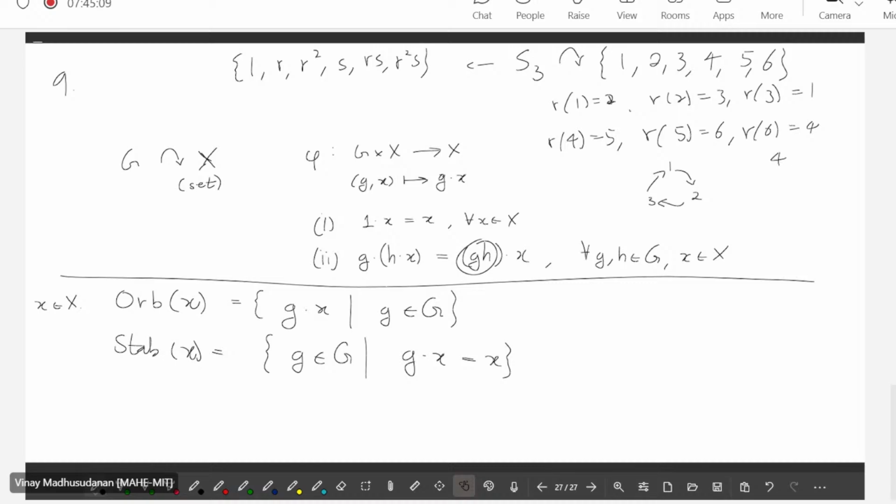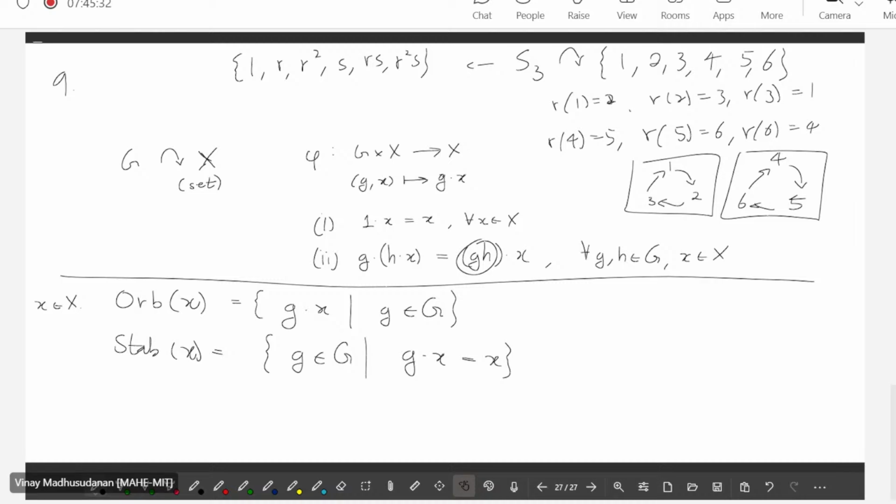So 4 goes to 5 and 6. Similarly, 5 goes to 6 and 4. Okay, in fact, I'm not writing the complete thing. This is the orbit. So it is really like orbit. These 3 elements are in one orbit. Okay, these 3 elements are in another orbit of this action.